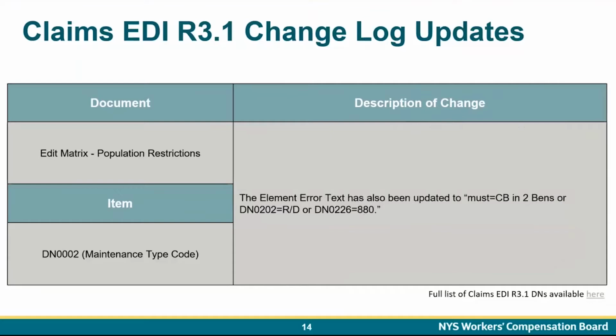And this one again, for DN002 maintenance type code, it was a population restriction, and the element error text was updated just to remove that Z net to zero for the reduced benefit amount code.